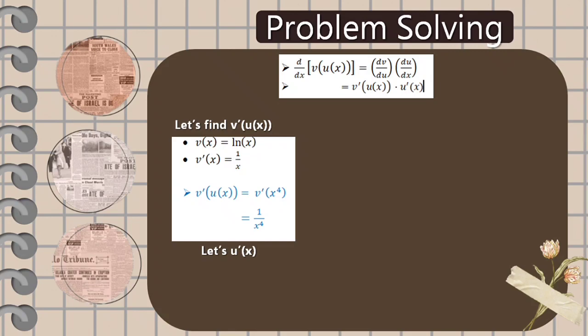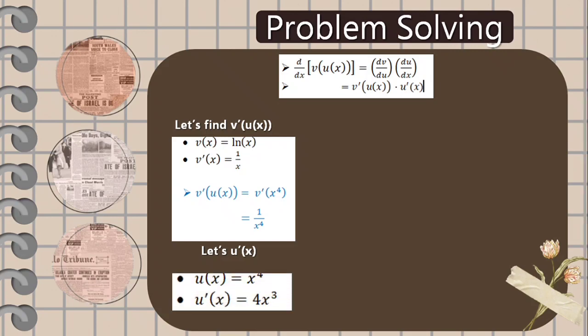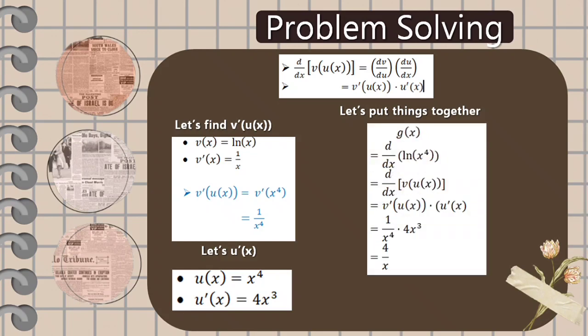Next step, we will find the derivative of u of x. u of x is equal to x to the power of 4. This means that the derivative of u of x is equal to 4x to the power of 3. Now let's put things together. g of x is equal to ln of x to the power of 4.